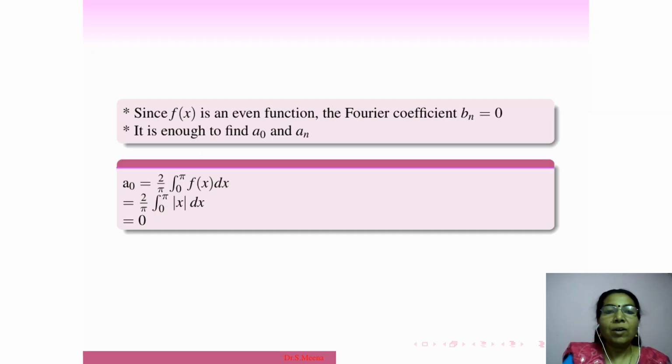We know the function f of x equal to mod x is an even function. So automatically the Fourier coefficient bn is equal to 0, and it is enough to find only a naught as well as an. As per the formula, a naught is equal to 2 by pi into integral 0 to pi f of x dx. Substituting f of x as mod x, we get the value of a naught as pi.